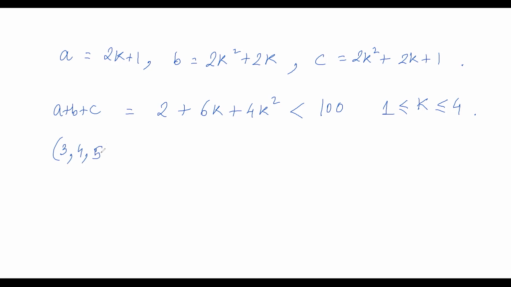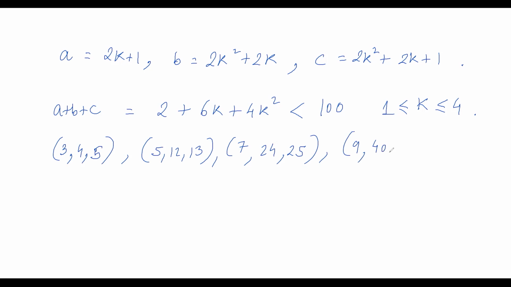So they are 3, 4, 5; 5, 12, 13; 7, 24, 25; 9, 40, 41. So we are done with our case 1. Now let's proceed to case 2, where D is equal to 2.